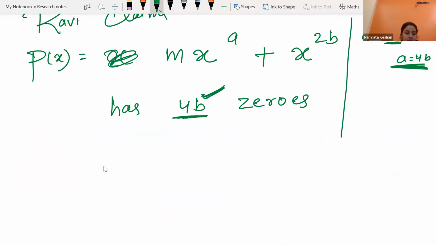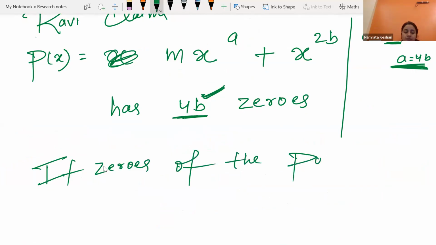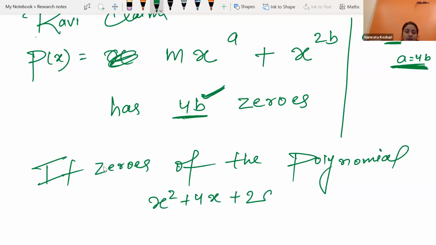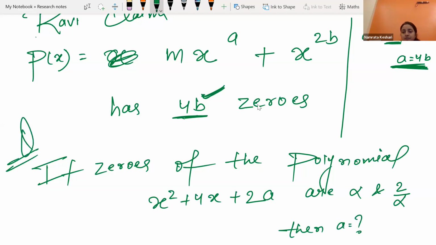Just a second. If the zeros of the polynomial x square plus 4x plus 2a are alpha and 2 by alpha, then a is equals to. Please do it.